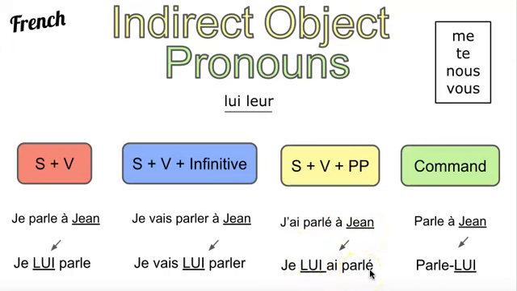I talked to him. And then we have the command. The command is a verb without a subject. For example, you're asking someone to do something like stand up, sit down, pass the potatoes. Here, your indirect object pronoun will come after the verb with a hyphen. For example, parle à Jean, talk to John. Parle-lui, talk to him.